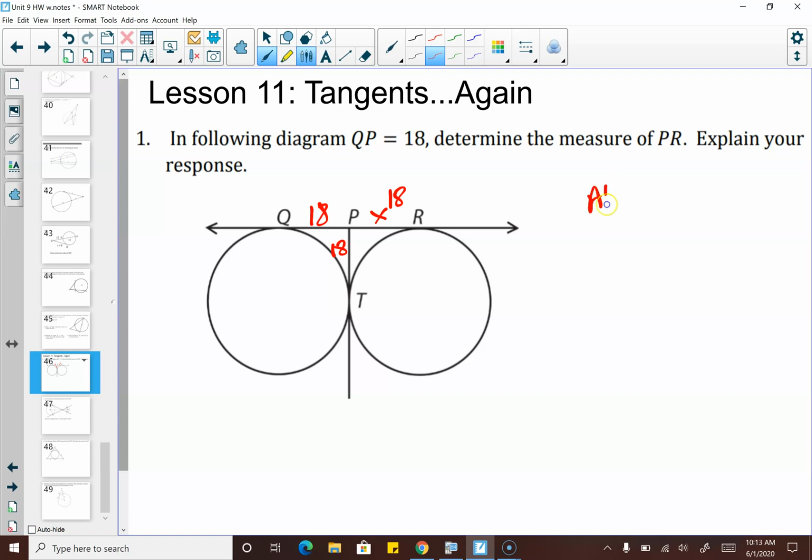And the reason is all three segments are common tangents from point P. So we were able to get our tangent to the same circle rule for QP and PT for the circle on the left. And then since PT is a common tangent to both of them, we're able to do same distance from point P for the circle on the right. So PR and PT would have the same length.